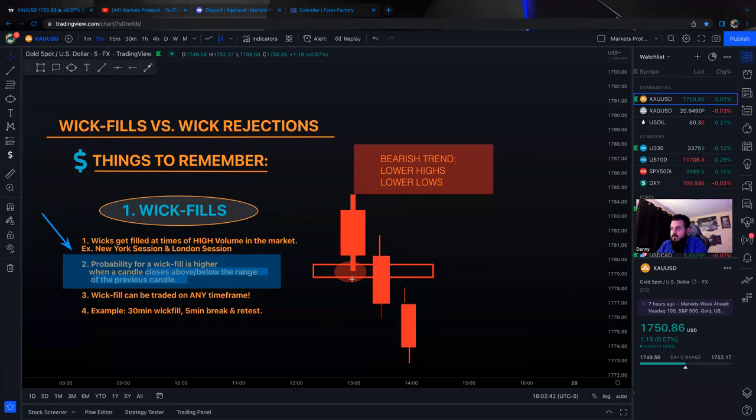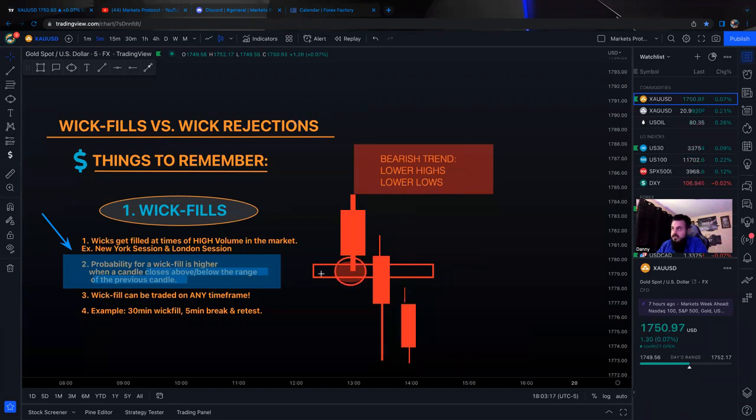Whenever you have a closure below the range of the previous candle, the probability for the next candle, which is right here, to continue going bearish is what? If you remember, 80 to 95% probability to fill the wick in the bottom and continue going bearish too. Okay, so since we're talking about wick fills here, let's say we had a slightly longer wick here. We still decided to close below the range of the previous candle.